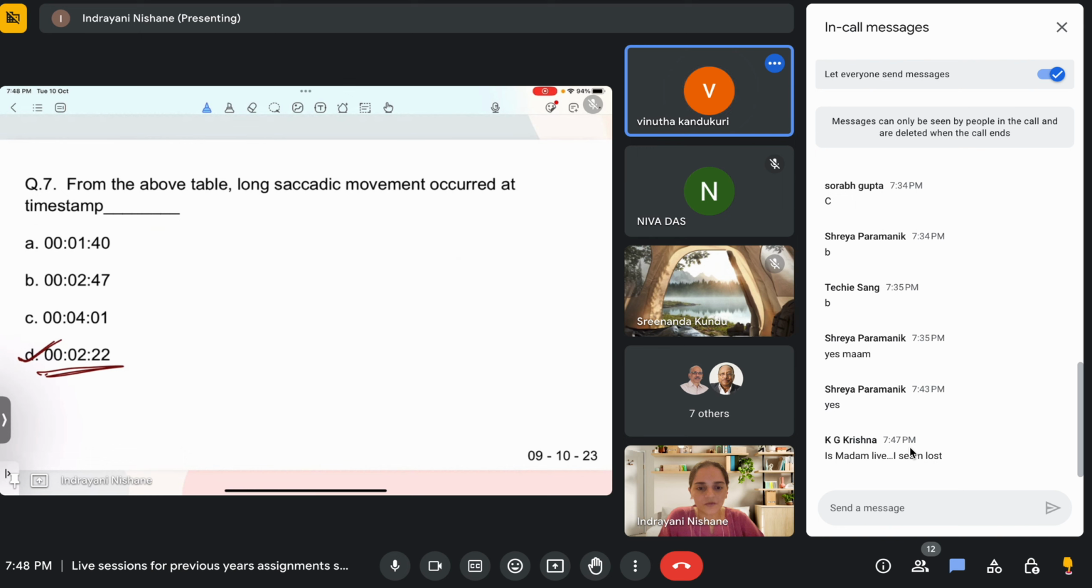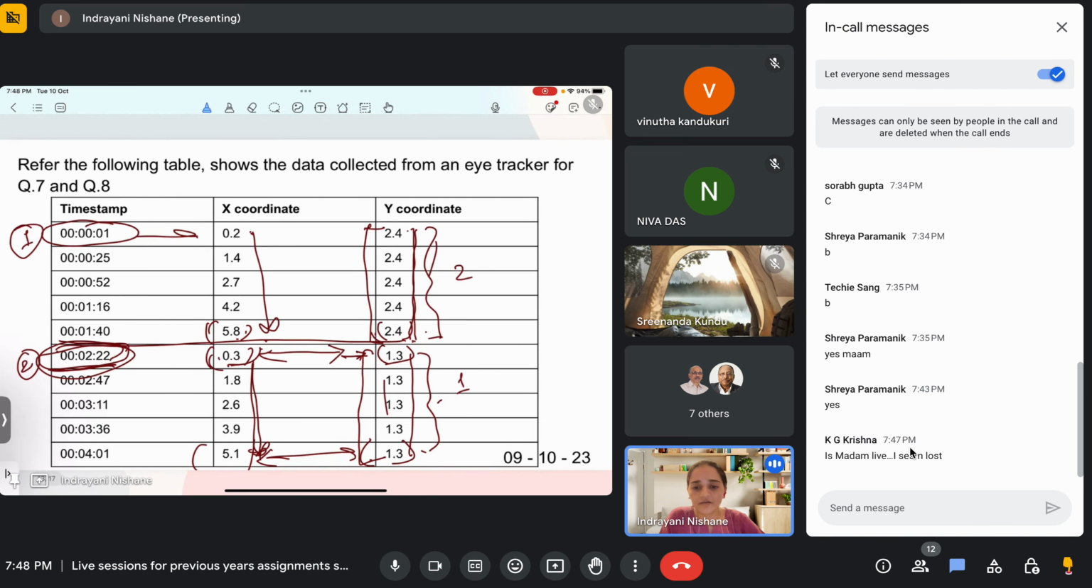Okay, yeah, no problem. So the question was, when was the long saccadic movement happening based on that table data? We explained that saccadic movement is continuous movement. Here one continuous movement is happening because the y coordinate is the same for all these 5 data points. The first saccadic movement begins at the very starting point, and then at this particular timestamp, 2 minutes 22 seconds, both x and y change, and then the y coordinate remains the same and only the x value changes. So there is a continuous motion here.